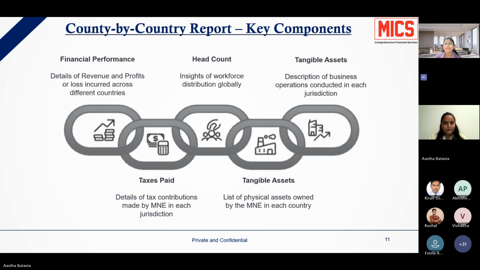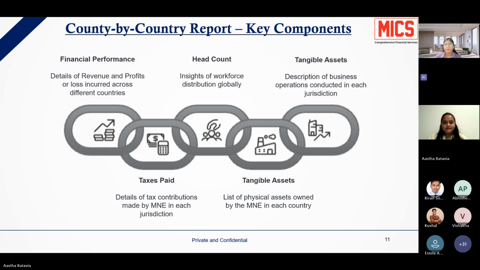So what does the CBCR include? CBCR includes financial information. We have to report the revenue and profits incurred across different countries. So in CBCR, we have to provide the revenue and the profit jurisdiction wise also. The other critical factor which we report in CBCR is taxes paid. The tax authority wants to see on how much turnover you have paid how much taxes. So we need to also submit the amount of taxes paid jurisdiction wise.